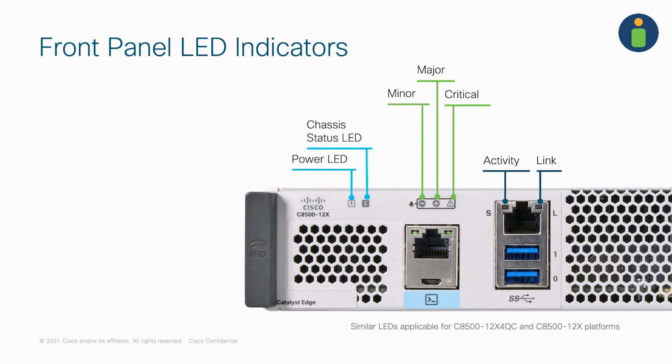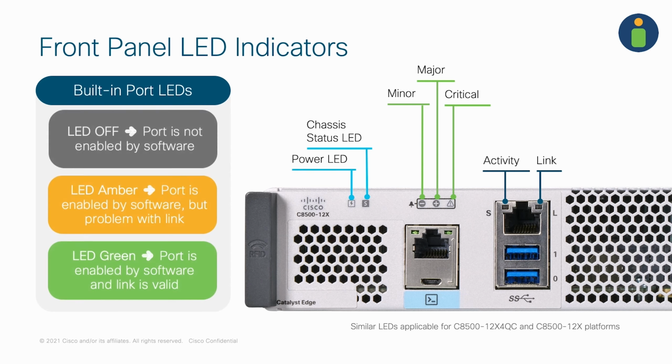From the front panel LED point of view, you have typical LED indicators for chassis status indications. You get a chassis status LED and a power LED to give hints on the chassis health. You have major, minor and critical alarms based on the chassis health and whatever software functions are provisioned. You also get activity and link LEDs for the out of band Gig 0 management interface.